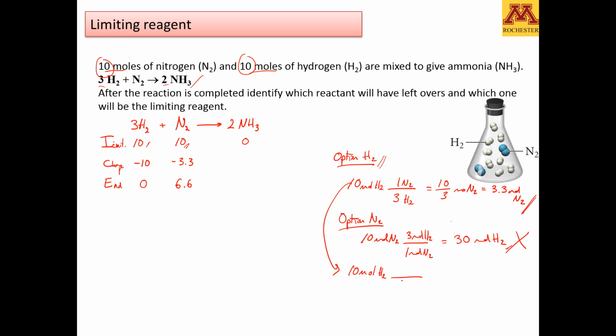So according to the stoichiometry, 3 moles of hydrogen give 2 moles of ammonia. That's 2/3 of 10, which is 6.6 moles of ammonia. So there will be 6.6 created plus 0 is 6.6. Okay, so this is a fairly systematic way to identify the limiting reagent, and I hope this makes sense.